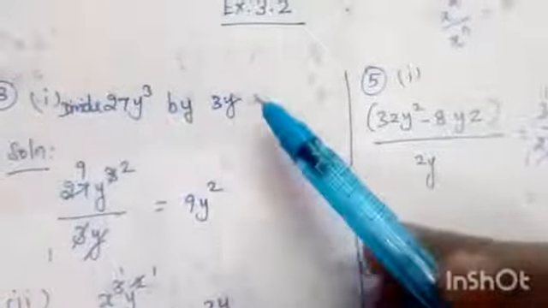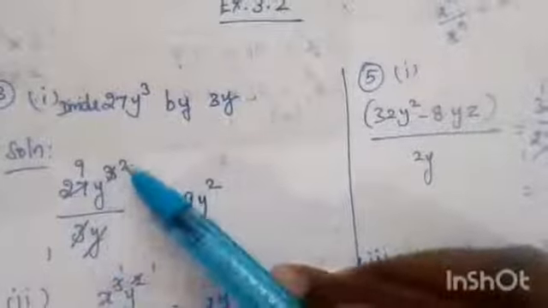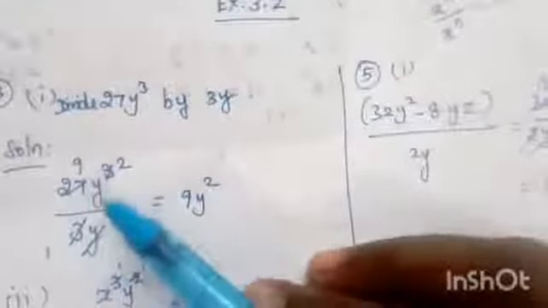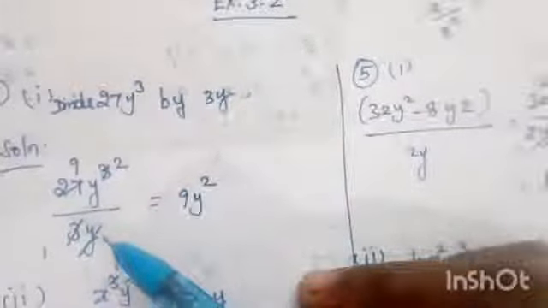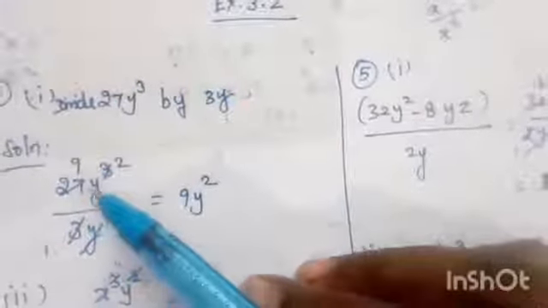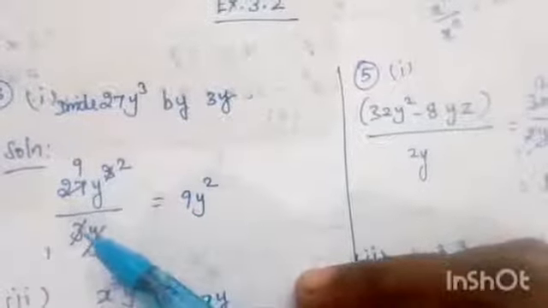The given question is rewritten in fraction form, that is 27y cube by 3y. These two have the same meaning: one is in words, the other is in symbol format, with a division symbol. So division means it is in a fraction form, 27y cube by 3y.